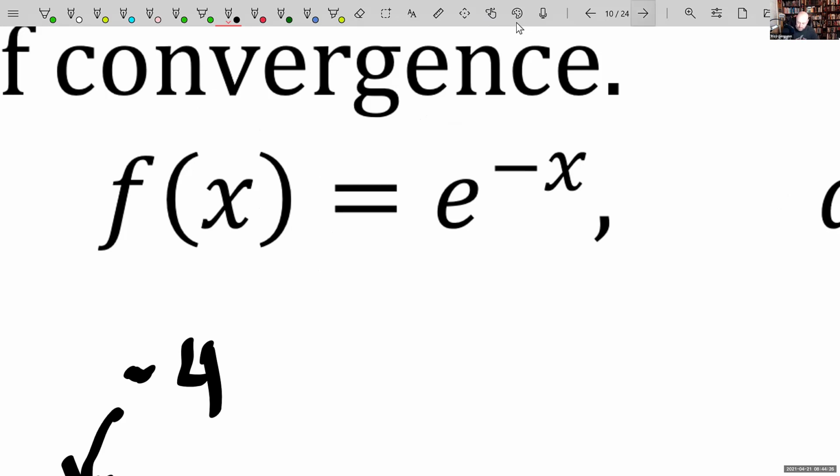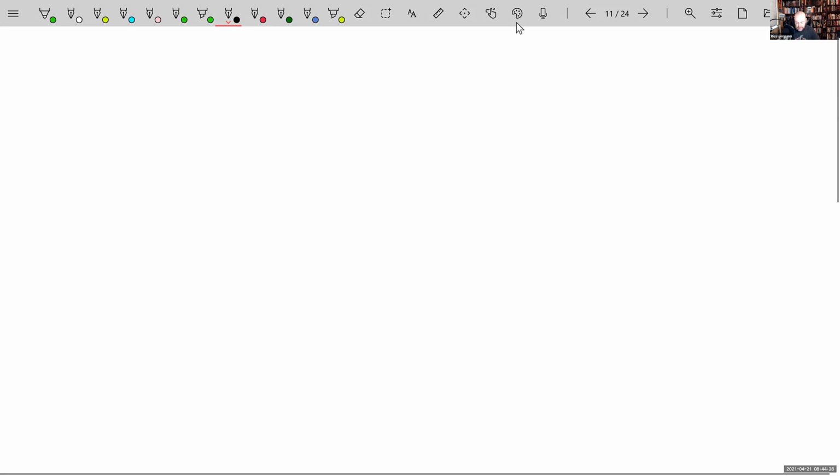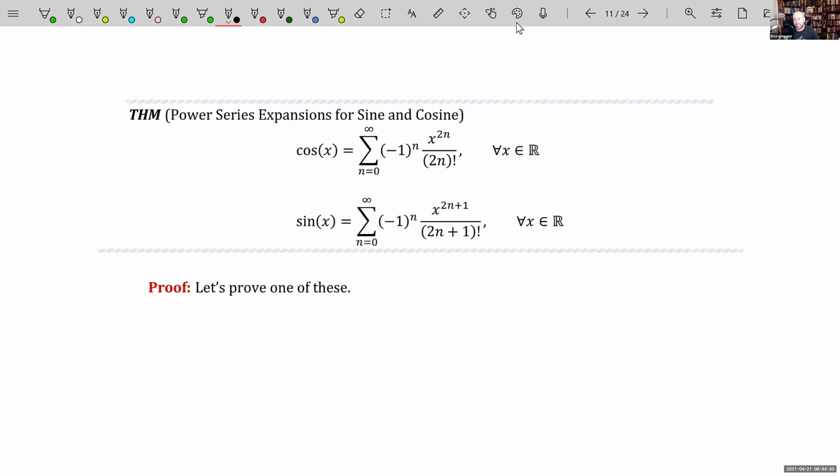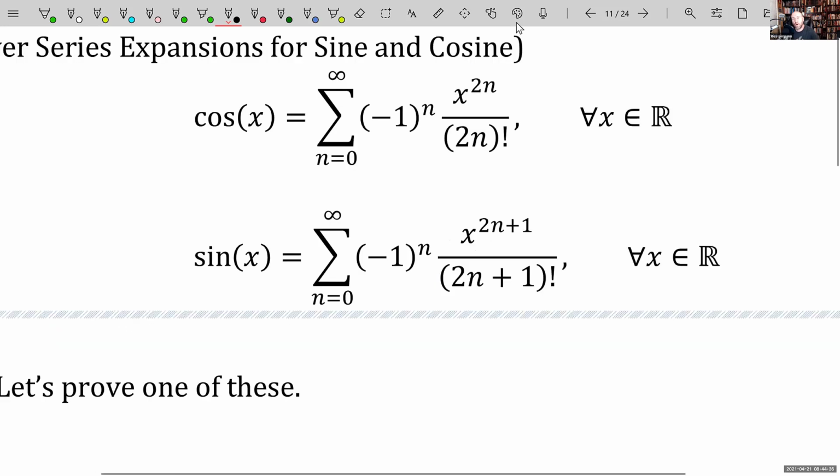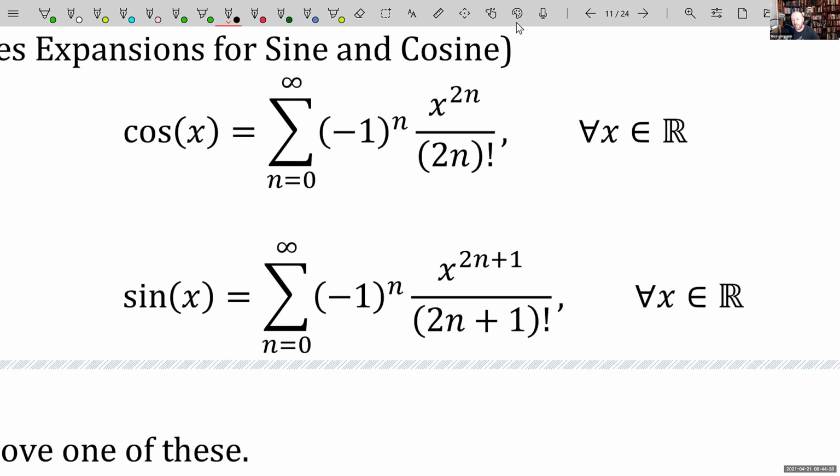Yep, we have time for the next one. Now let's have some fun. Let's go ahead and prove that the cosine or the sine, whichever you guys want to do, we're going to prove one of those is equal to these power series.